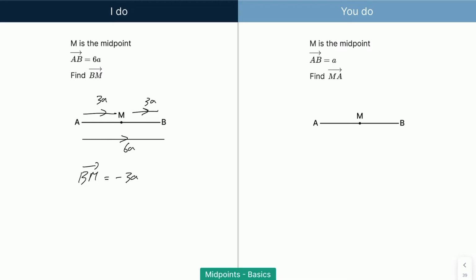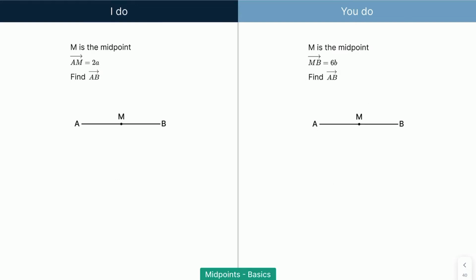And if you look at the one on the right, it's saying M to A. Well, actually, we've been given A to B as A this time. So A to B, the full length is A, so half of that must be half A. So this is a half A, and this is a half A. And then the question's saying, how do you go from M to A? Starting at M, we're going to go in the opposite direction to that, so MA is equal to negative a half A.